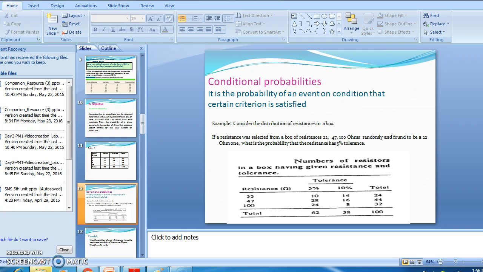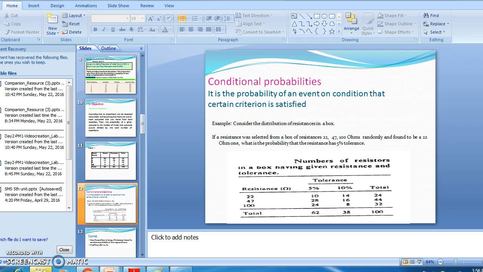Let's see what conditional probability is. It is the probability of an event on condition that a certain criterion is satisfied. Let's understand this through an example.